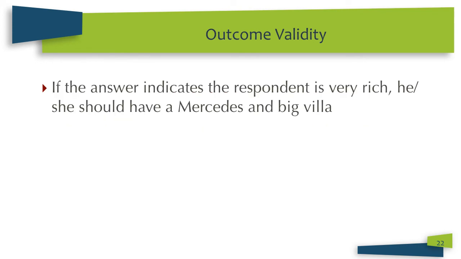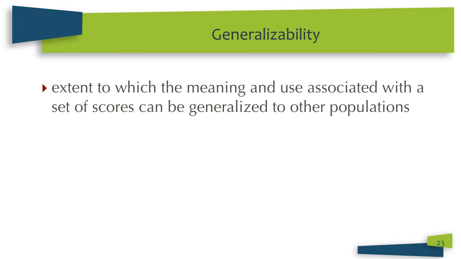Then there is outcome validity, which means that the outcome of your research is actually reflecting what is on ground. For example, if the answer to your questionnaire indicates that a particular respondent is very rich, then he or she should have a Mercedes and a big villa as well. So your responses should be reflective of the ground realities as well. Generalizability, we already talked about it. It is the extent to which your results or your findings can be generalized to other populations.